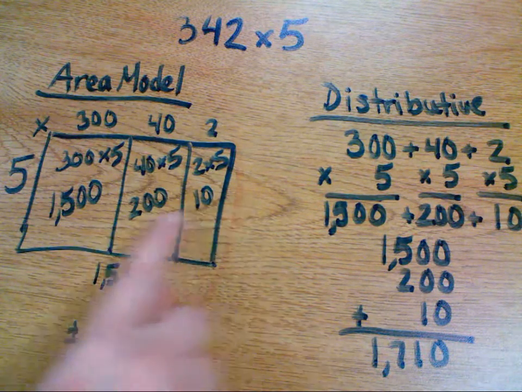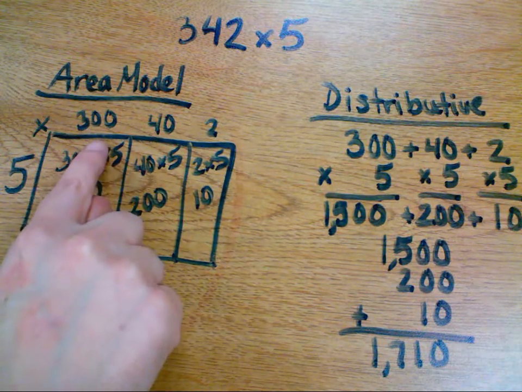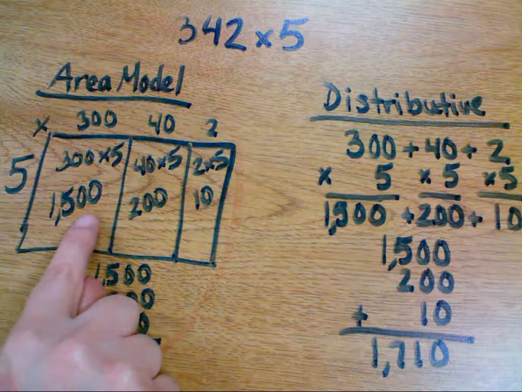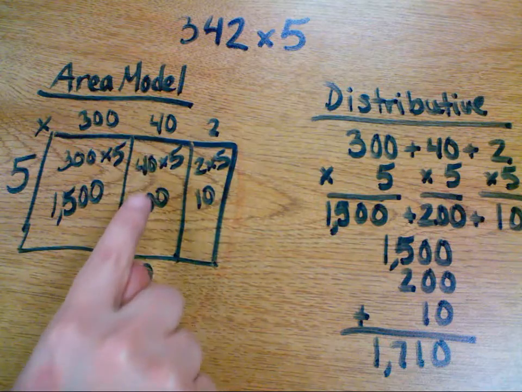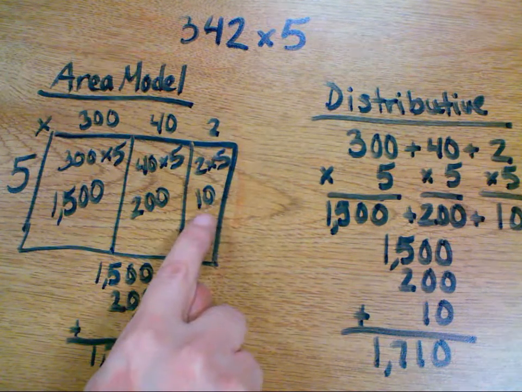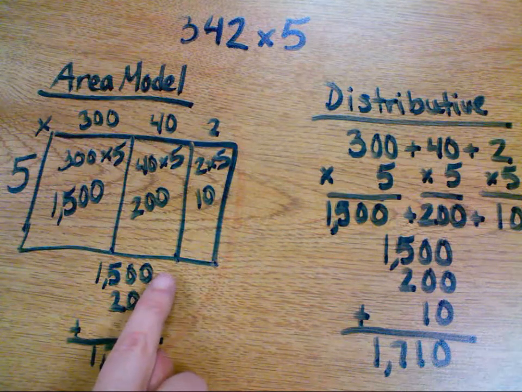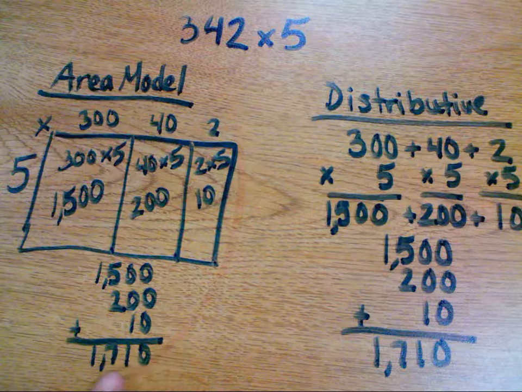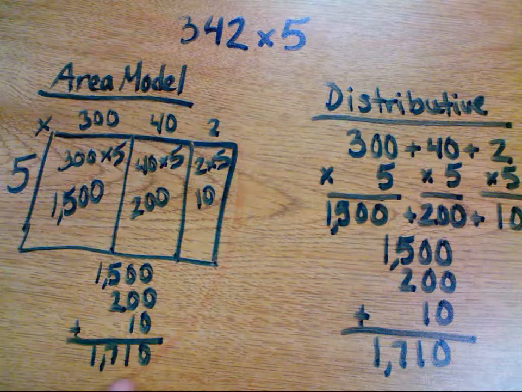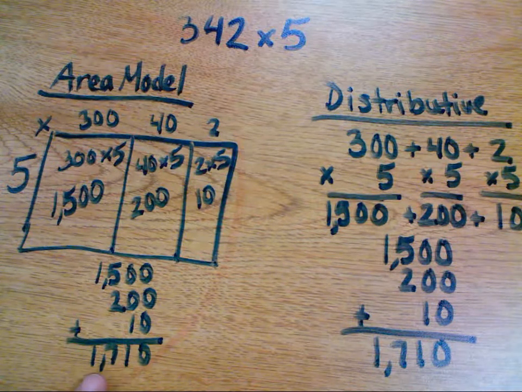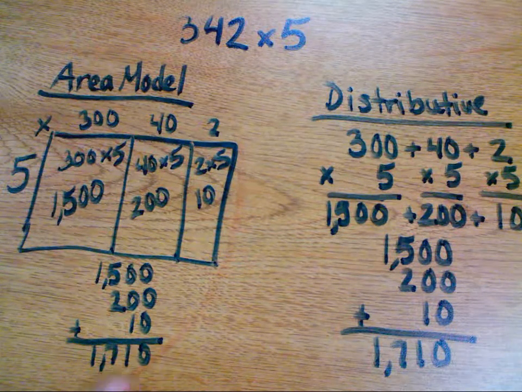So as you can see here, I did 300 times 5, and I got 1,500. I did 40 times 5, got 200, and finally 2 times 5, and I got 10. That meant I needed to add all of those three amounts up to find my final product. So my final product of 342 times 5 is 1,710.